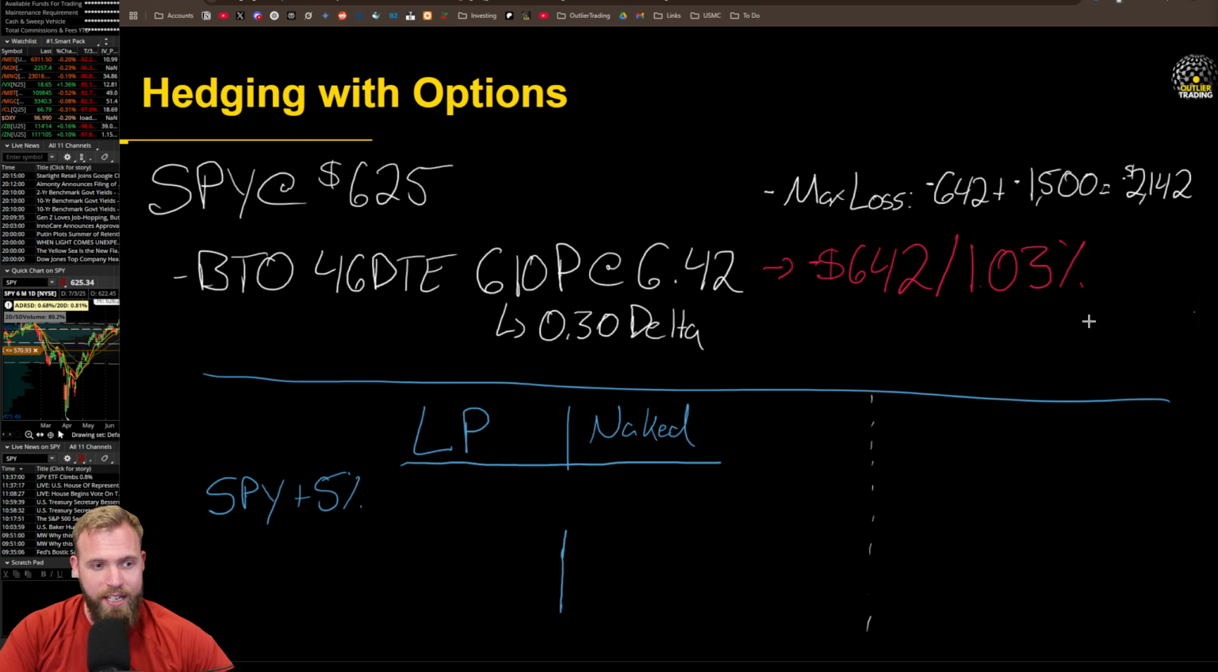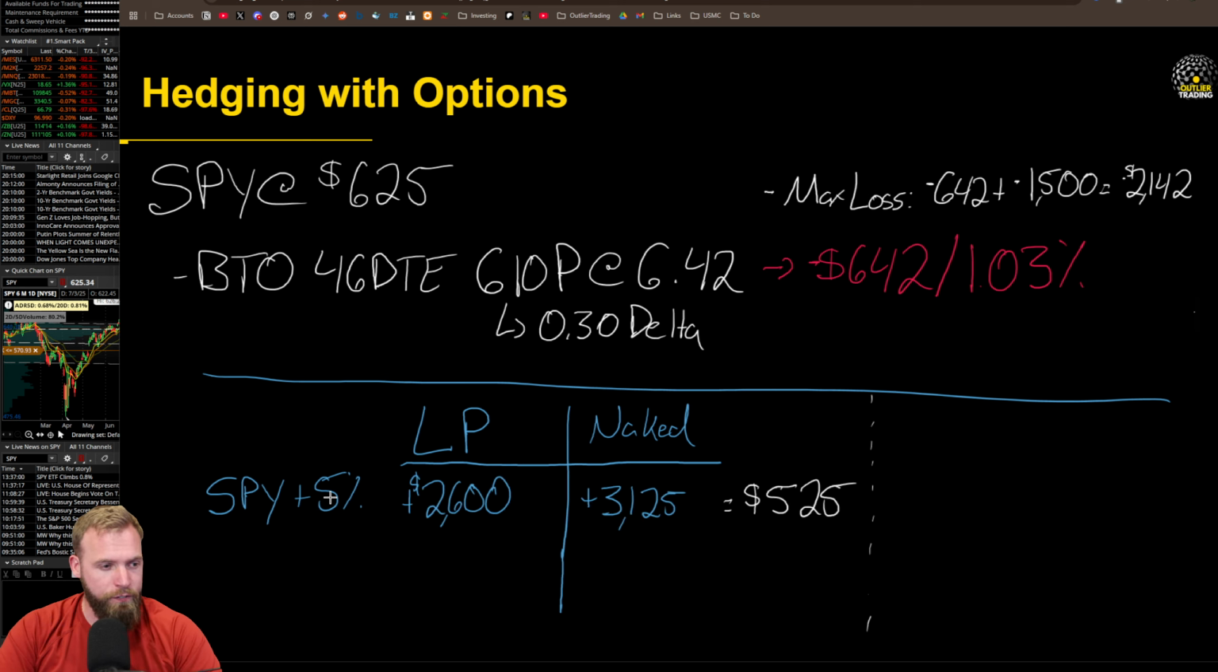So what's the impact to your P&L? If SPY goes up by 5%, with the long put, your P&L is $2,600. If you do not have the long put, your P&L is $3,125. So it's about a $525 difference. The reason why I show you this is it shows you at what point, at least to the upside, the effect is really felt of this position. Now, to the downside, it will have a profound effect because we already know what our max loss is as compared to 100 shares here.